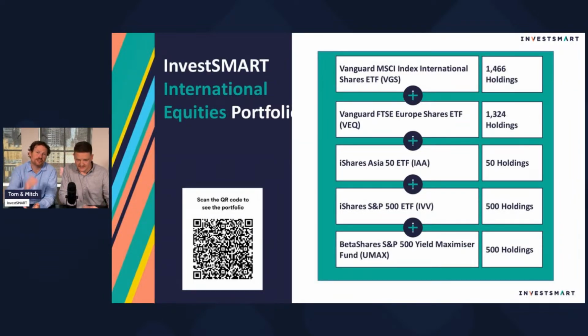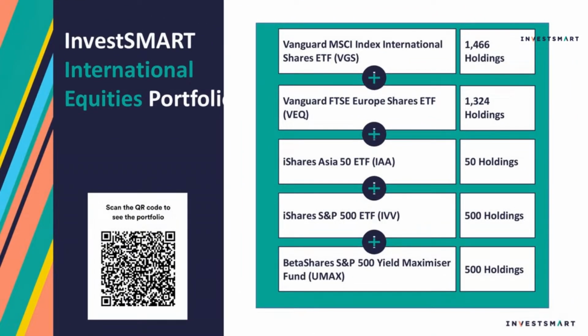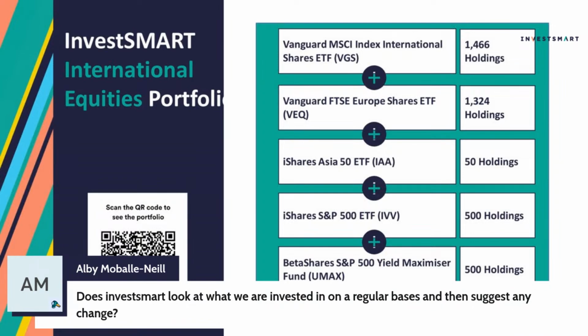And here are the exact holdings in the InvestSMART International Equities portfolio. So these are the ETFs that we've handpicked. They meet our criteria earlier to get us that broad, diversified global exposure. We're very passive. And someone had a question before asking, does InvestSMART look at where we're invested on a regular basis and then suggest any change? So this portfolio, these are the ETFs that we hold.